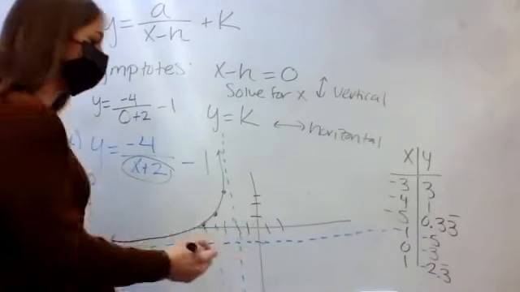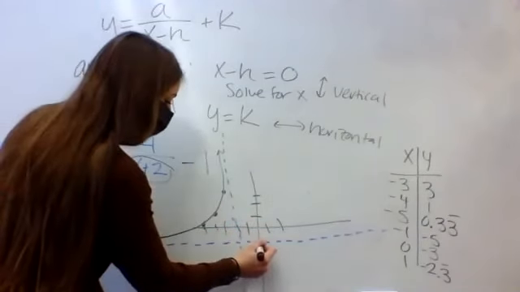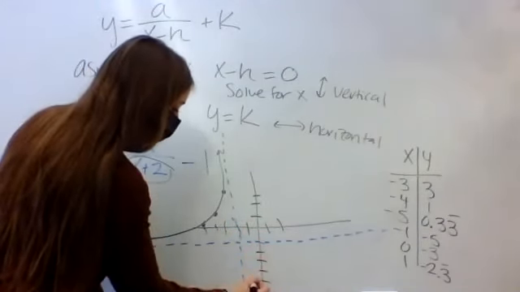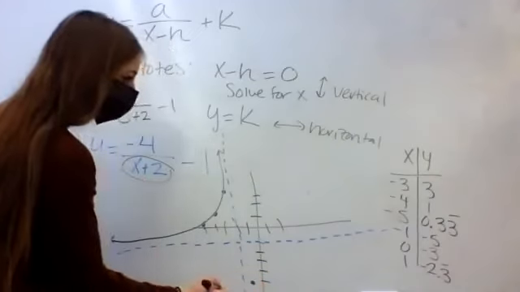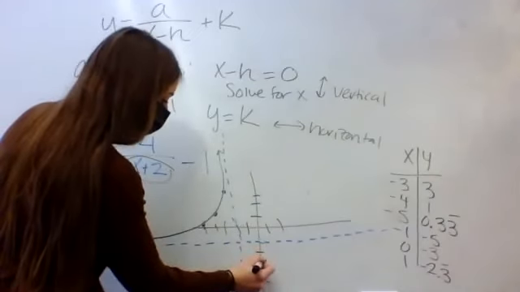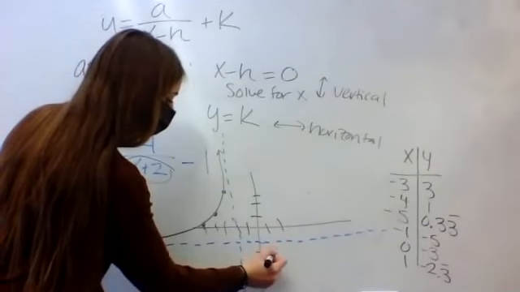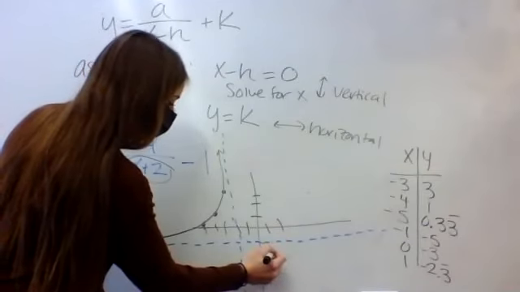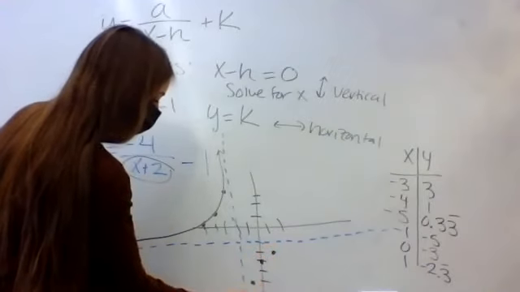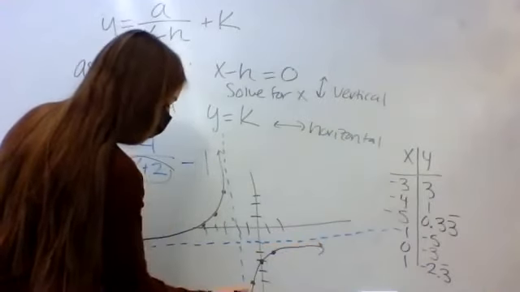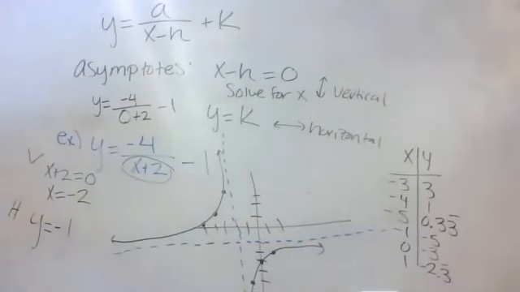Same thing on this side, over -1, down to -5. 0, we get -3, and 1, we have -2.3. So you see that they kind of form that curve for you. You just have to make sure you follow it.